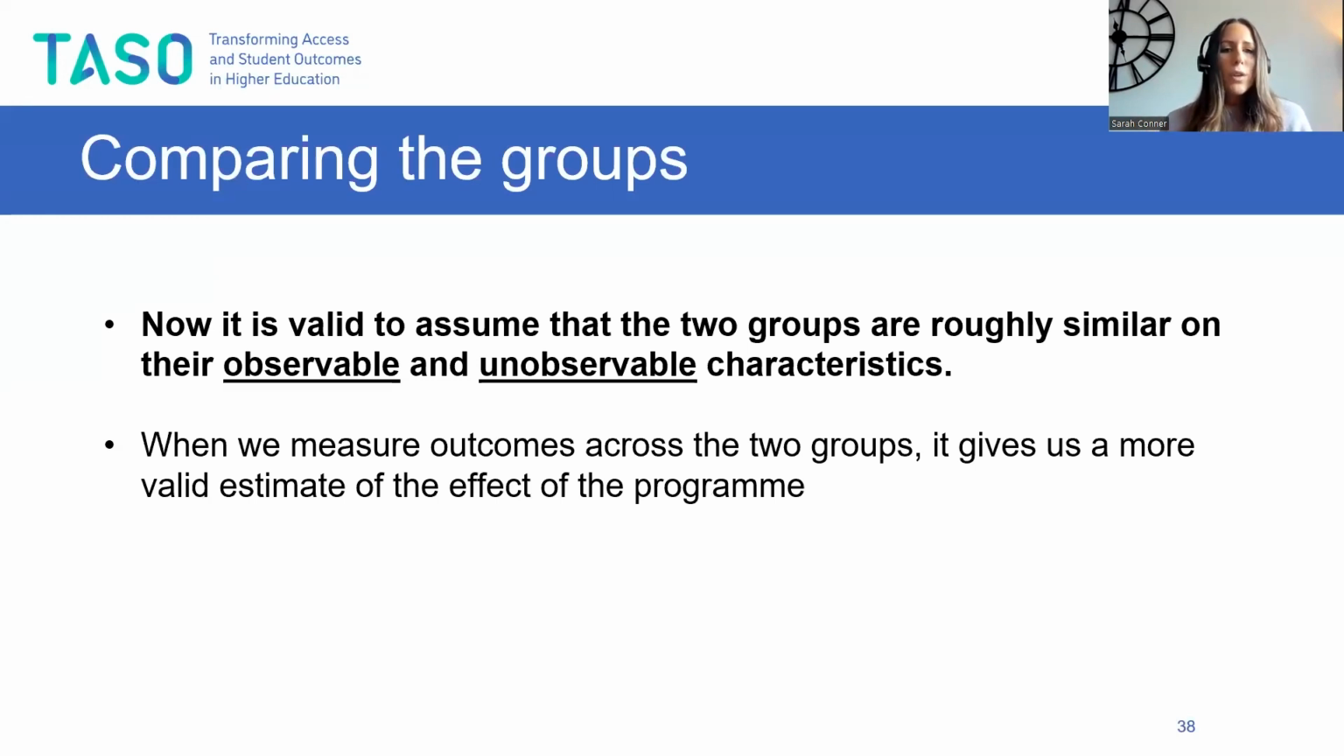So it then means when you're looking at the outcomes across the 2 groups, it's actually a valid estimate of the impact of the program. You know that it's the program that's caused those outcomes. You can make a more robust claim there.